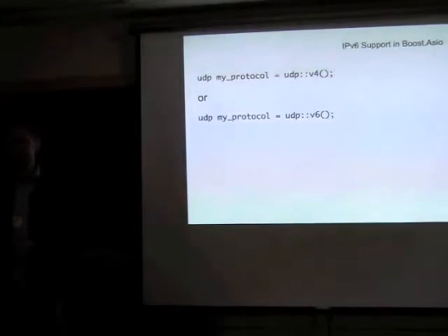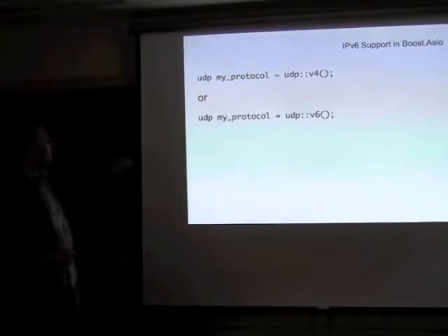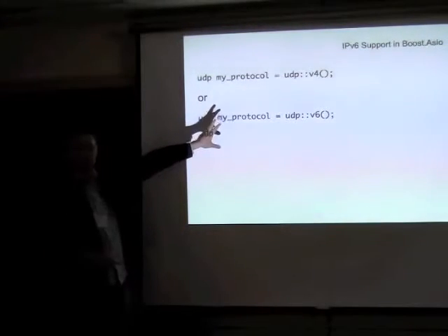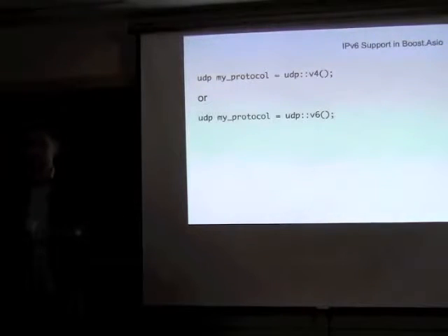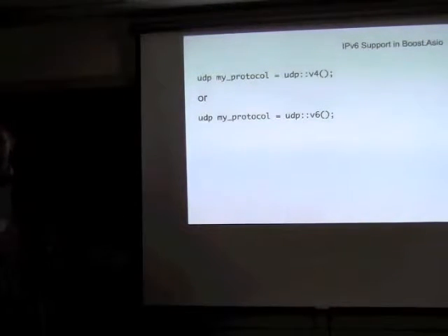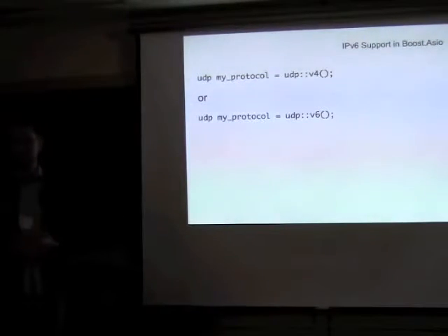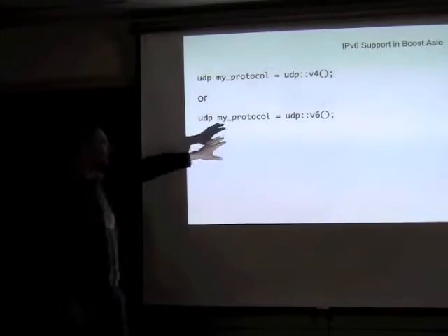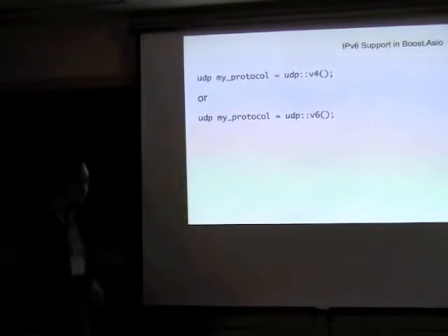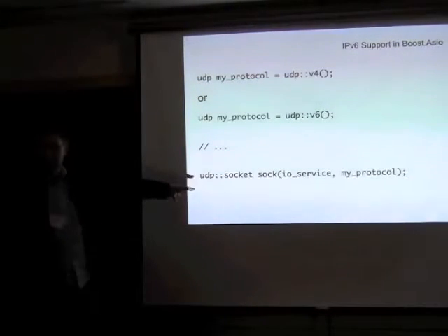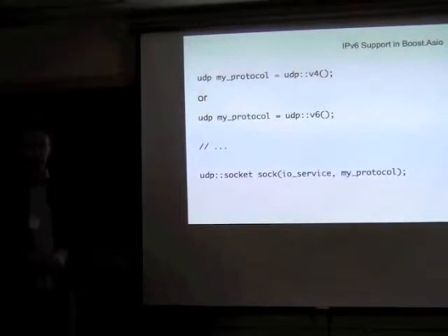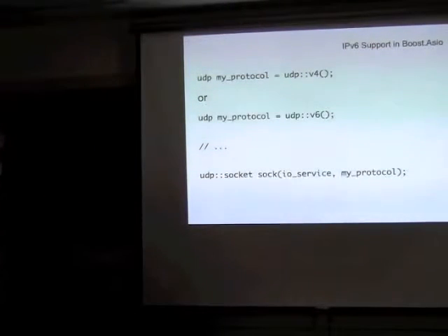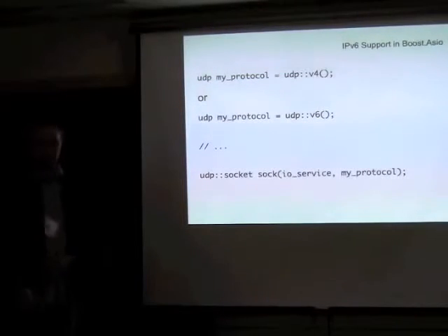and they are value type objects that you can assign into, but it only really has two possible values, and one is the value that represents IPv4 and the other that represents IPv6. But you can see once you've actually made that assignment, you can then use it when you create a socket, say, and at this point you don't need to be aware anyway, of which variant that you're using.